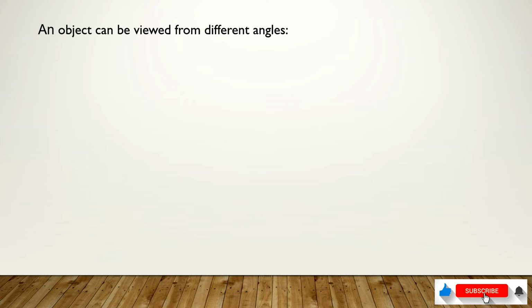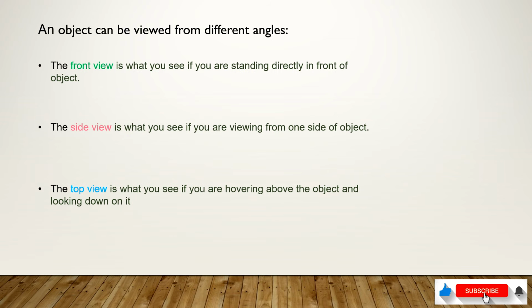Now we are going to see more objects and how they look when we view them from different positions. So let's see some examples. Before we go to the examples, we are going to define what exactly these positions are. So when we say the front view, it is what you see if you are standing directly in front of the object. So this is the example, like a kitty, when you look at it from the front, it will look something like this. Side view is what you see if you are viewing from one side of the object.